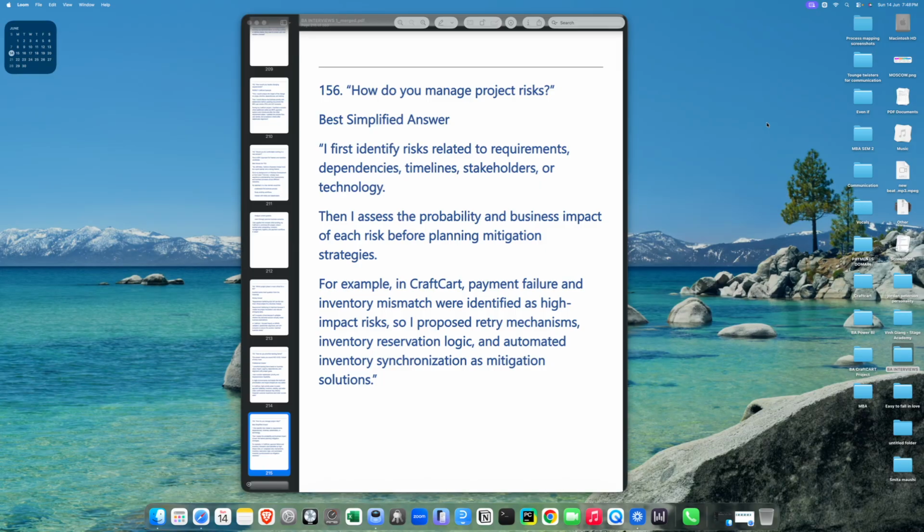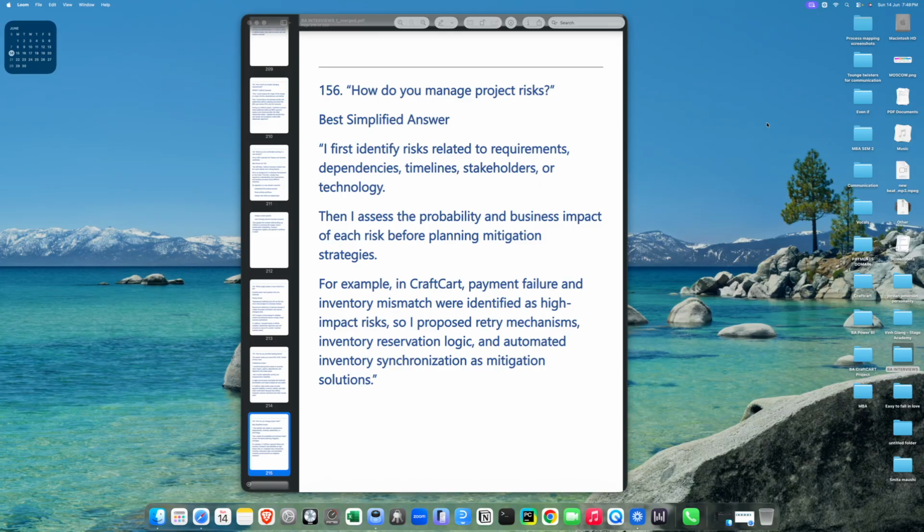So if an interviewer is asking you how do you manage project risk as a BA, you have to first answer that you identify the risk. You first identify what exactly the risks are. Is it related to requirements, is it related to dependencies or timelines? Then you assess the probability of that risk. Is it a high risk, is it a low risk, is it a medium risk? And then you plan mitigation strategies.